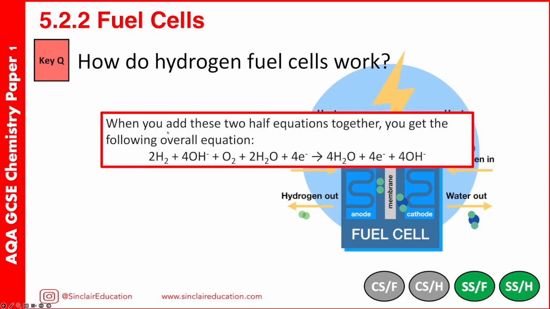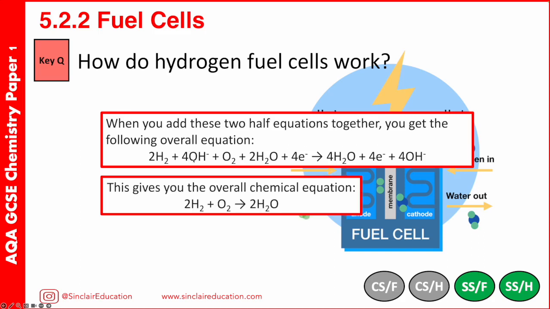Now, if we look at all the reactions happening, this is now the combination of both the reactions at the same time. But if we cancel out the common bits, so for example, notice the 4 electrons are on either side of the equation, the 4 hydroxide ions are on both sides too. If we cancel this down with the stuff that is left over on each side, the overall chemical equation is 2H2 plus O2 making 2 water molecules.